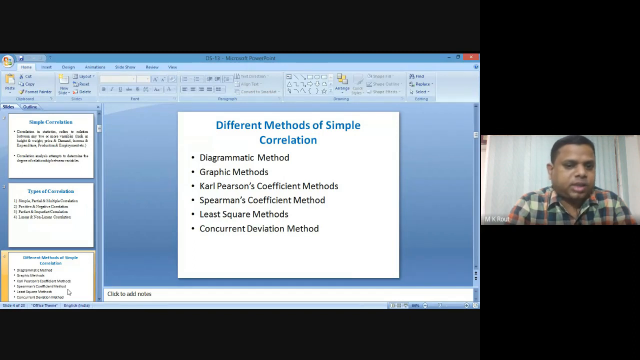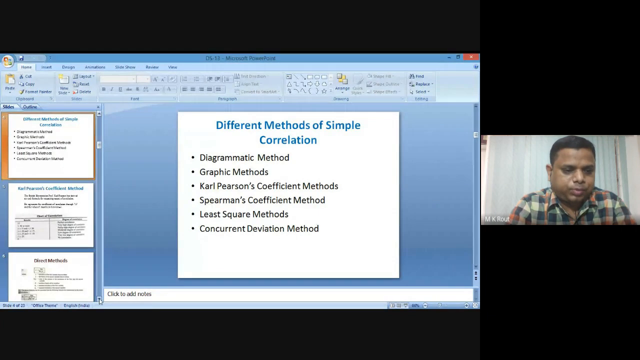The next part is the graphical method, where the variable on the y-axis and the variable on the x-axis should be considered. In the graphical method, you use graph papers, and nowadays in soft mode, most of the time a Microsoft Excel sheet is used. The next part is the Karl Pearson coefficient method. This is most important. In that method, we have solved only two numericals.